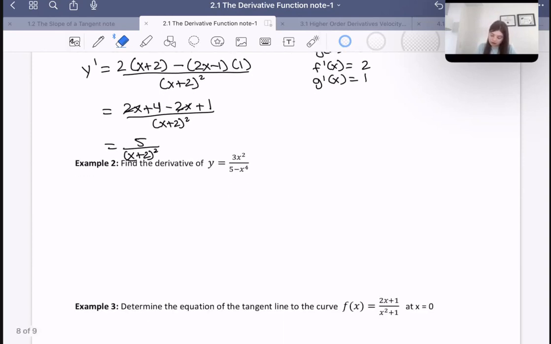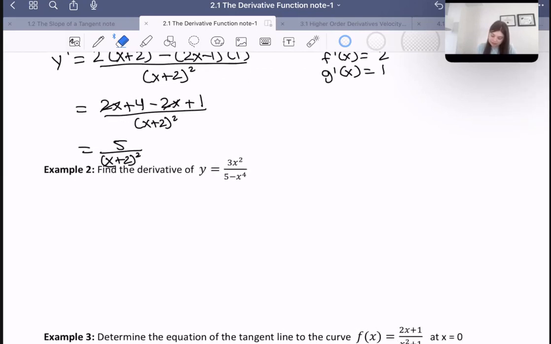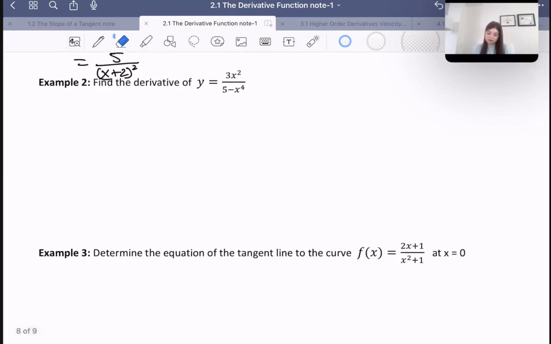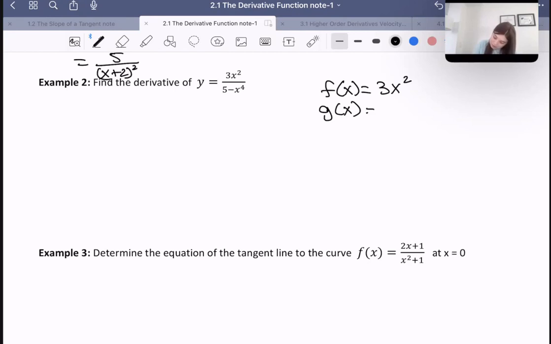All right, let's try a second example here. It says find the derivative of 3x squared over 5 minus x to the power of 4. So let's do the same thing again. f of x is equal to 3x squared, and g of x, the bottom, is equal to 5 minus x to the power of 4. All right, and now let's find the derivatives. So the derivative of f of x is going to be 6x. The derivative of g of x is going to be, I was going to write 5, but nope, 5 is a constant. 5 just disappears. It's going to be negative 4x cubed.